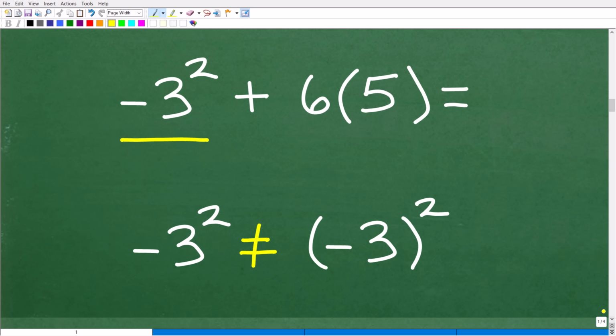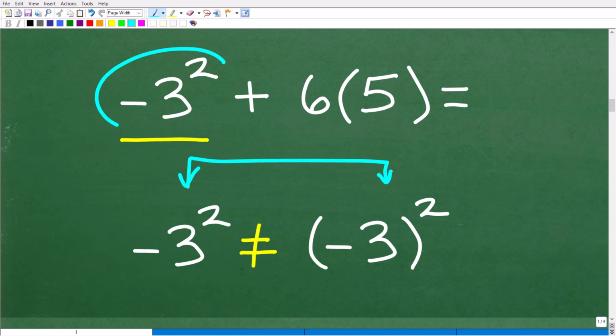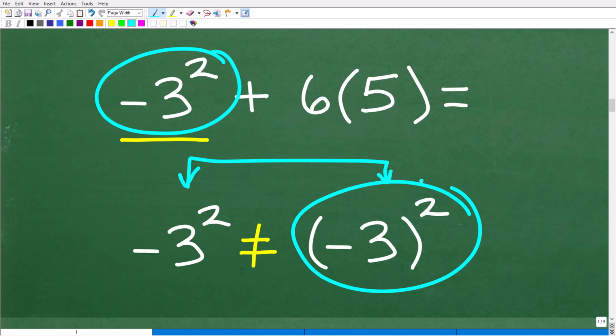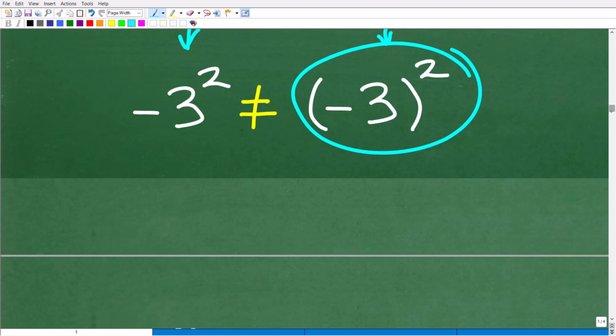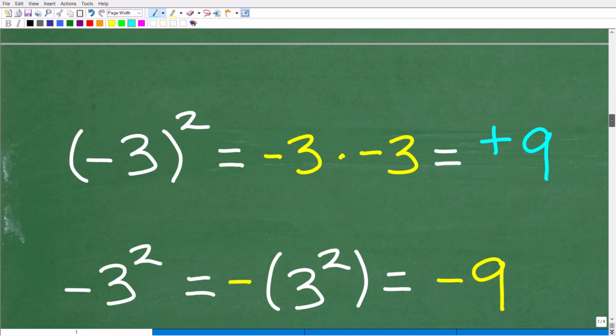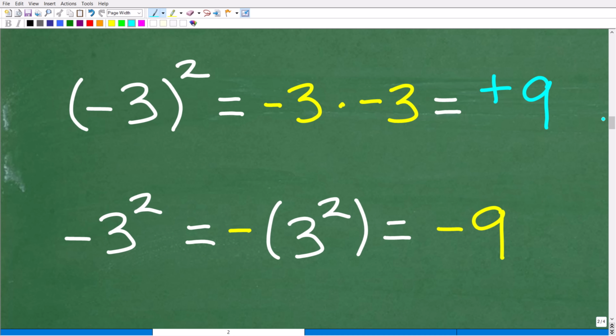A lot of people think that this -3 squared is the same thing as taking -3 to the second power, okay? These two things are different, okay? This does not mean do this, okay? This is something different. And a lot of people think, oh, I'm going to take -3 and multiply by itself, and I'm going to get a +9. Well, that's incorrect. Let's go and take a look why. And if you can understand this, this is going to save you a lot of heartache in the future.